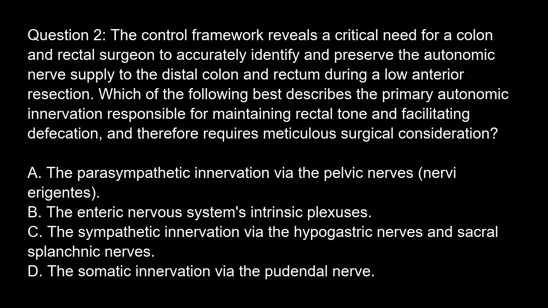The parasympathetic innervation via the pelvic nerves, nervi erigentes. Option B. The enteric nervous system's intrinsic plexuses. Option C. The sympathetic innervation via the hypogastric nerves and sacral splanchnic nerves. Option D. The somatic innervation via the pudendal nerve.